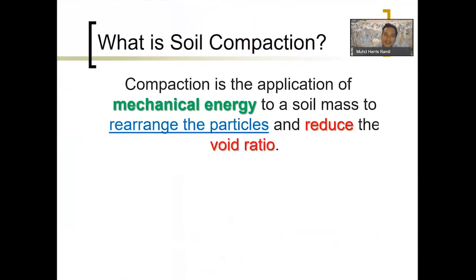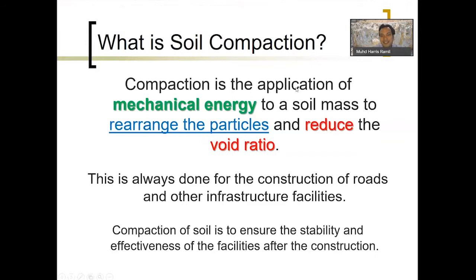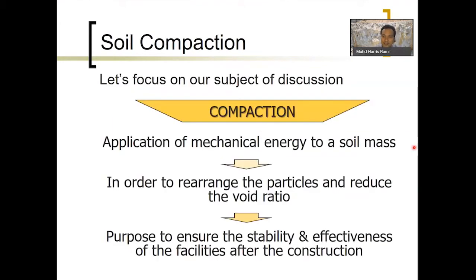So last week we already learned what soil compaction is. Today we're going to learn the main purpose of soil compaction. The main idea is that compaction is the application of mechanical energy to a soil mass to rearrange soil particles and reduce void ratio. Why do we do this? In order to rearrange the particles and reduce void ratio, and this is to ensure the stability and effectiveness of the facility after construction.